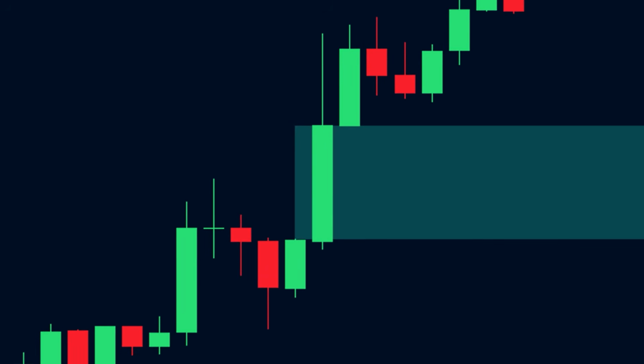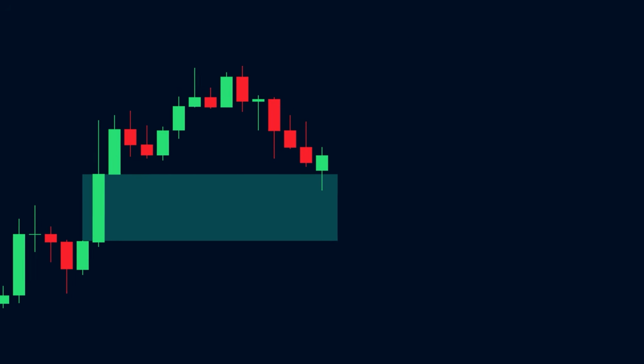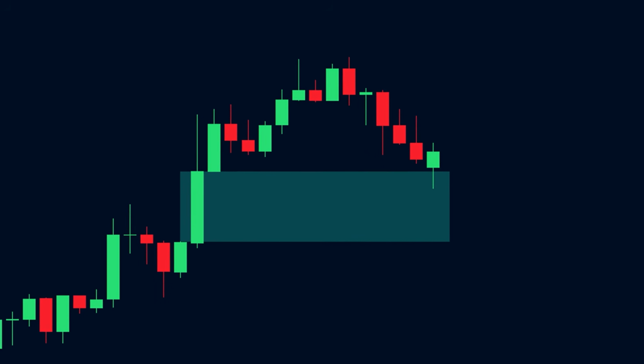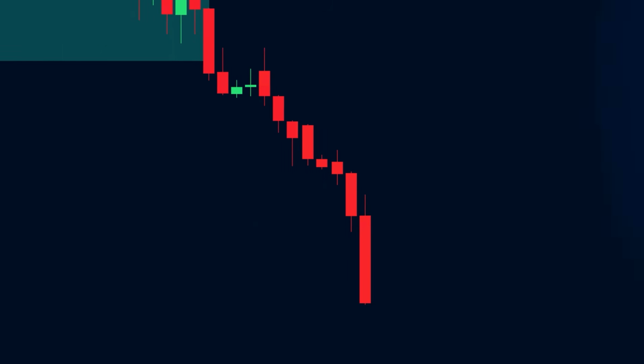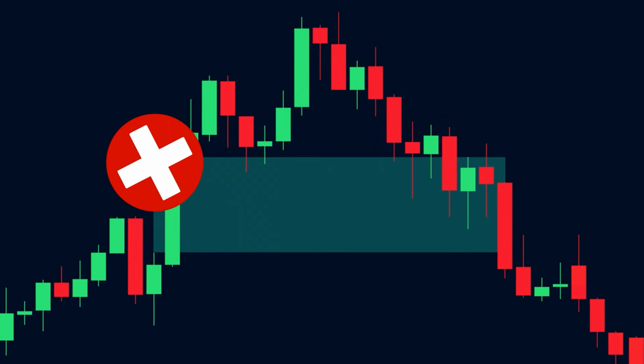You've traded fair value gaps before. Price rips, leaves an imbalance, and you wait for the pullback. Sometimes it works. Price tags the gap, rejects, and you catch the move. But other times, price blasts straight through like the gap never even mattered. Most people call that a failed gap.